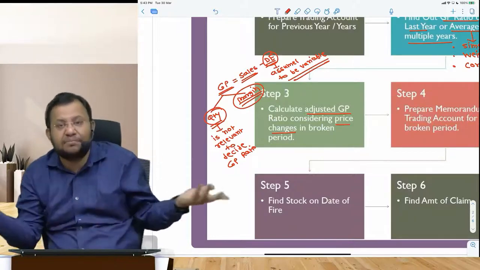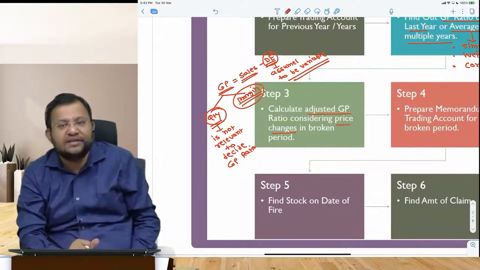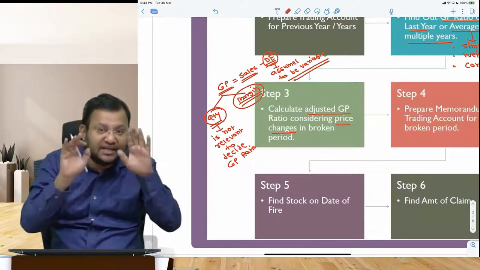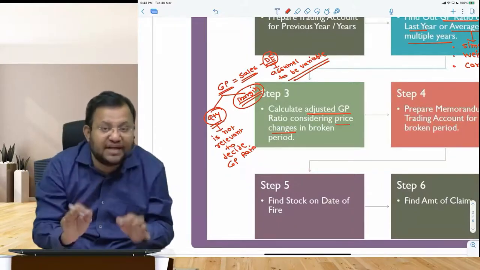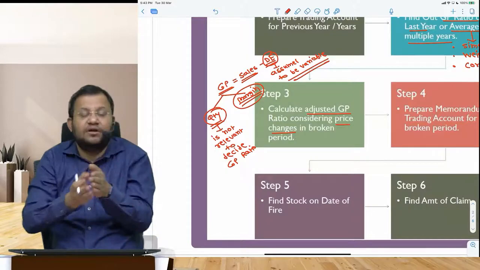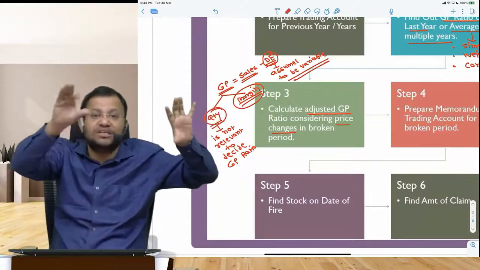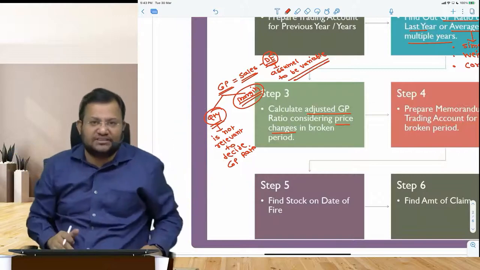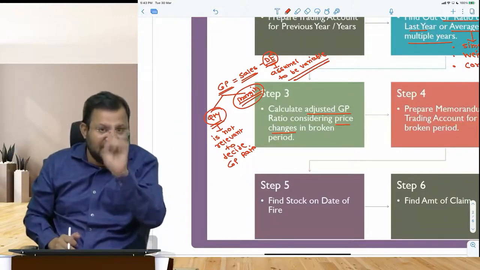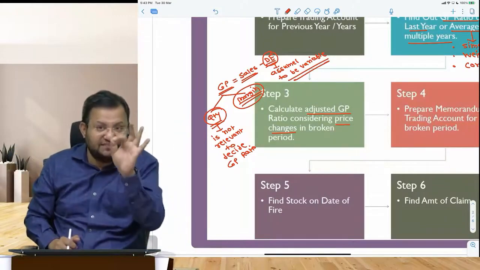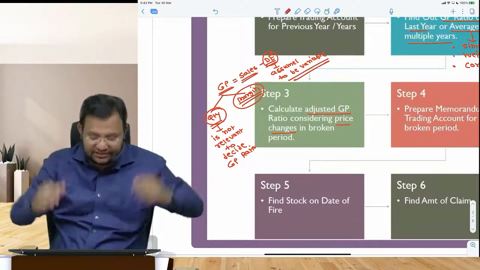Let's say in the current year purchase price has also undergone a change. So whenever selling price changes, you should be very careful while solving a sum, because there is something sold out of opening stock and something sold out of current year's purchase. So whenever there is a change in GP ratio, identify sales into two parts.